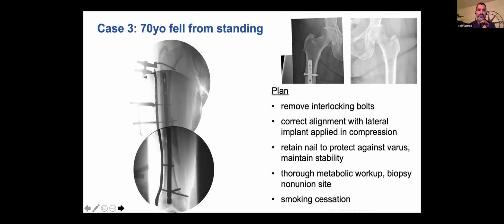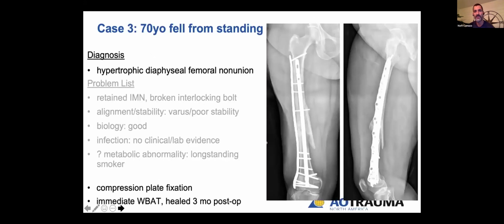But it's just a different way to provide compression across a hypertrophic non-union, right? It's no different. It still is the same concept of providing additional stability for a fracture that's trying to heal. And so this is how it turned out. It felt immediately better to the patient. She was able to immediately weight bear, and within 3 months she was comfortably walking once again.